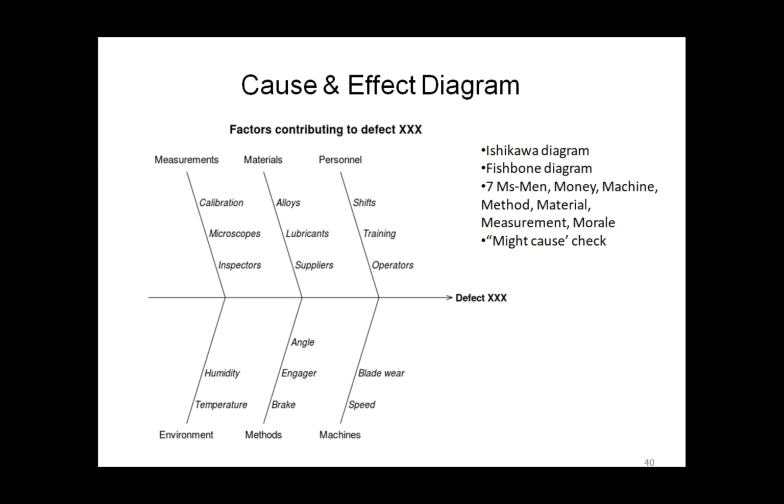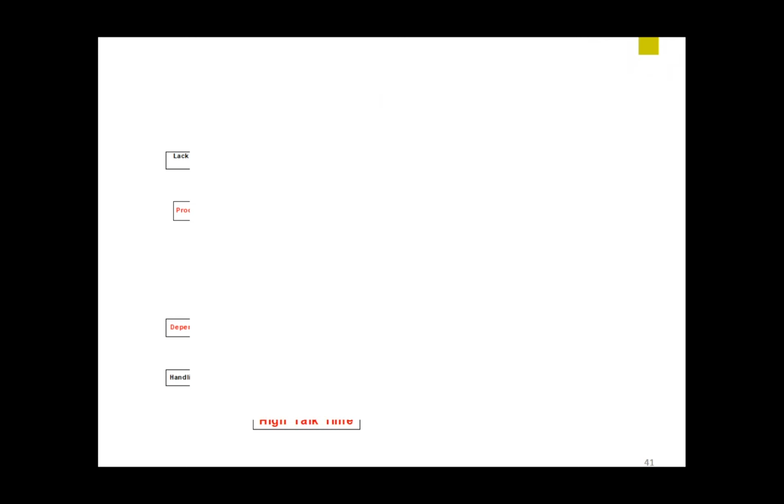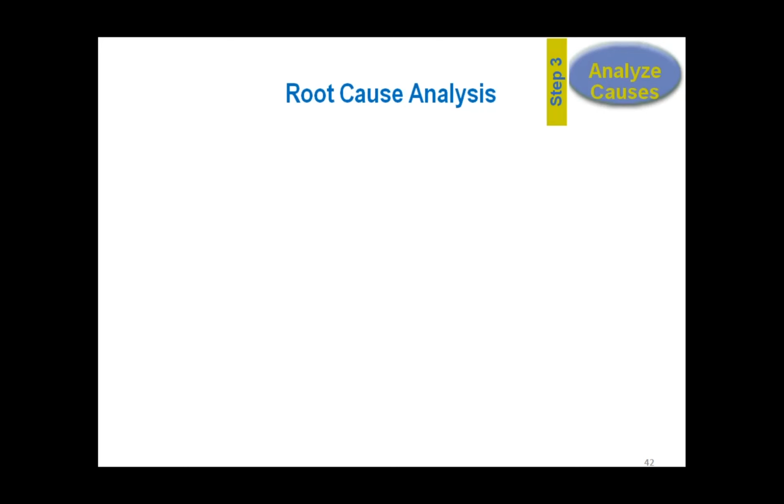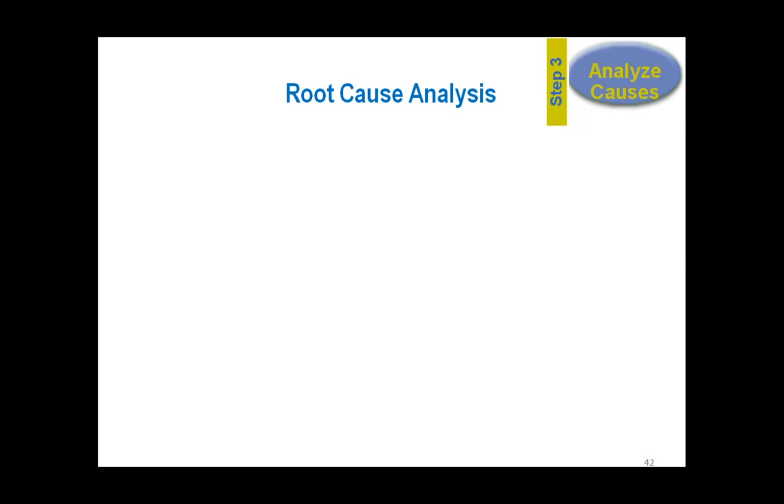So all these aspects are explained in great detail in the Six Sigma rigor, which helps us to use these tools effectively and get the best out of them. This is again from the IT industry, where we have high AHT, the average handle time, and it could be because of high hold times or talk time, various aspects. So it is used across industries and it's a very effective tool to engage everybody and get to the root cause.